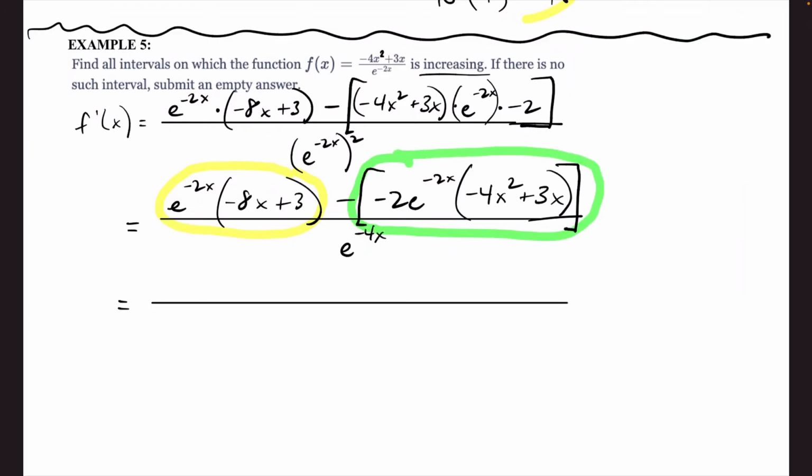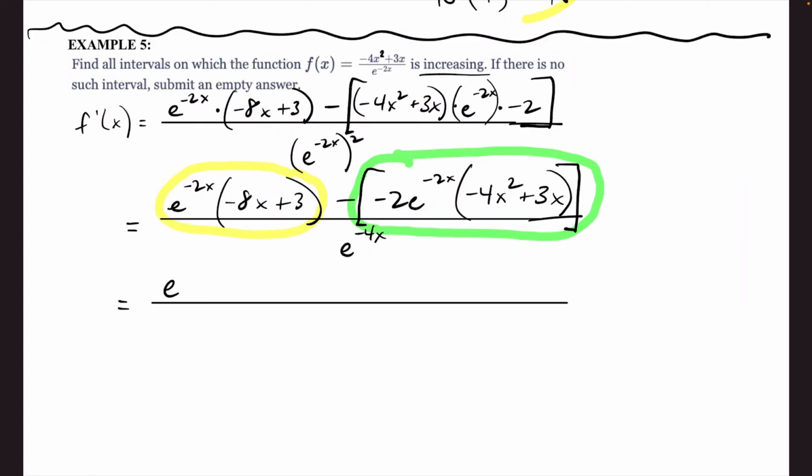Okay, so what do I mean by factor out? Well, what do they have that's common? What's the GCF, the greatest common factor? Yeah, they have e to the negative 2x. Don't they both have an e in front? Their binomials are different, right? Negative 8x plus 3 and negative 4x squared plus 3x, those aren't the same. Those aren't like terms. Those aren't common. But they both have this guy in here, right? So I can factor that out.